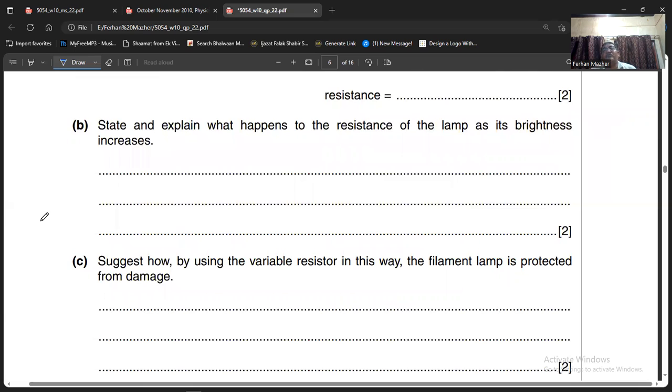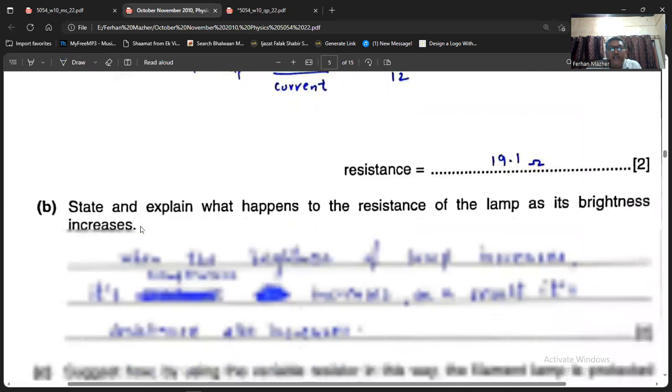State and explain what happens to the resistance of the lamp as its brightness increases. You see, as the lamp brightness increases, the temperature of the filament increases. So when the temperature of the filament increases, its resistance also increases. And the filament lamp is a non-ohmic conductor. Its resistance does not remain constant. As the brightness increases, its temperature increases, so its resistance also increases because of the temperature increase.